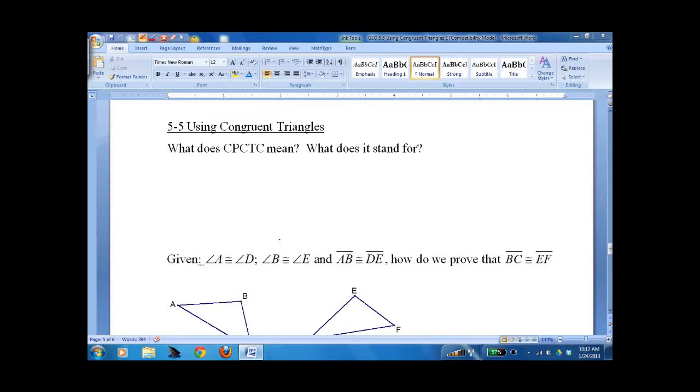Lesson 5.5, using congruent triangles. We have two triangles, we prove them congruent. What can we do with them? Well, we can do something called CPCTC.